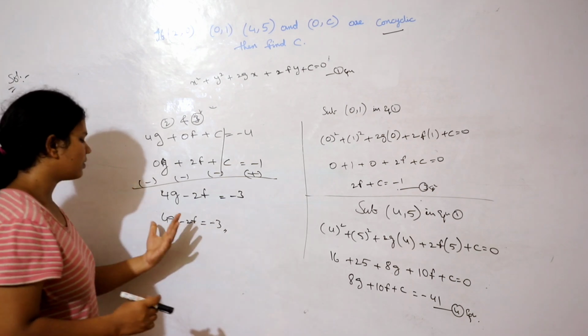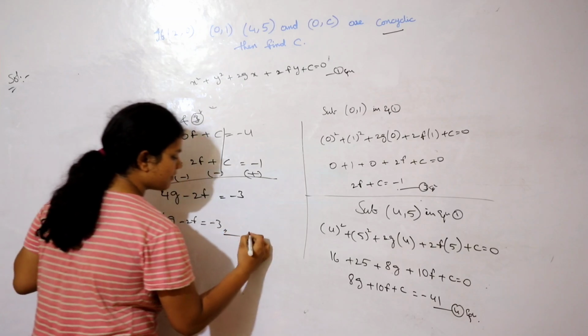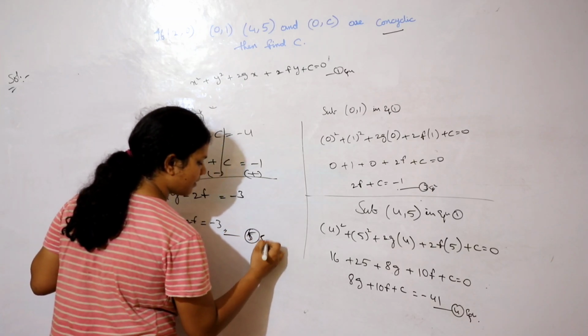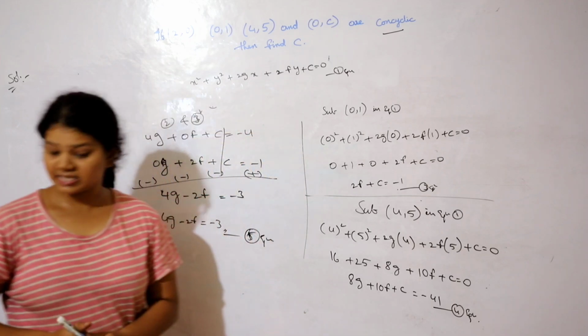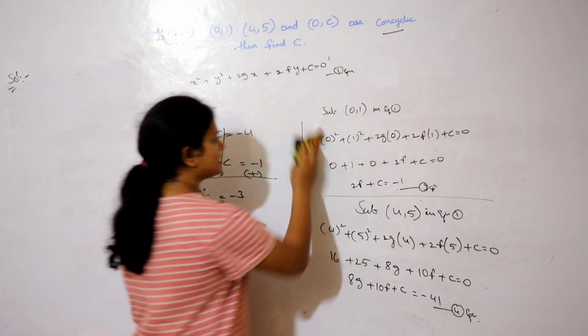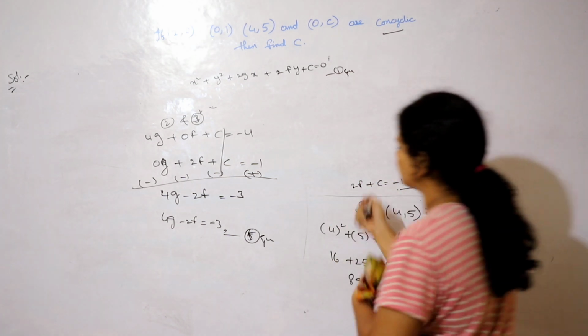Correct. So we got 4g minus 2f equals to -3, right? Let this be the fifth equation or equation number 5. Okay. Now we will be doing 3 minus 4th equation, same as we did before. We will be solving over here.